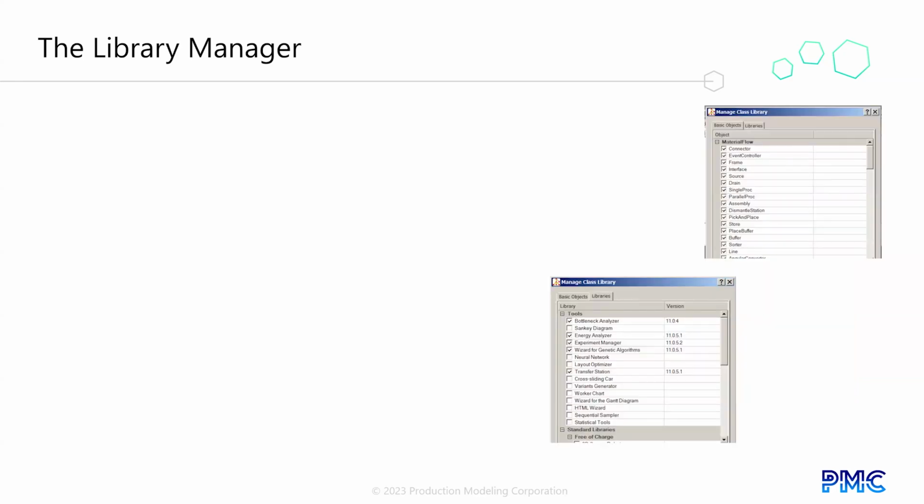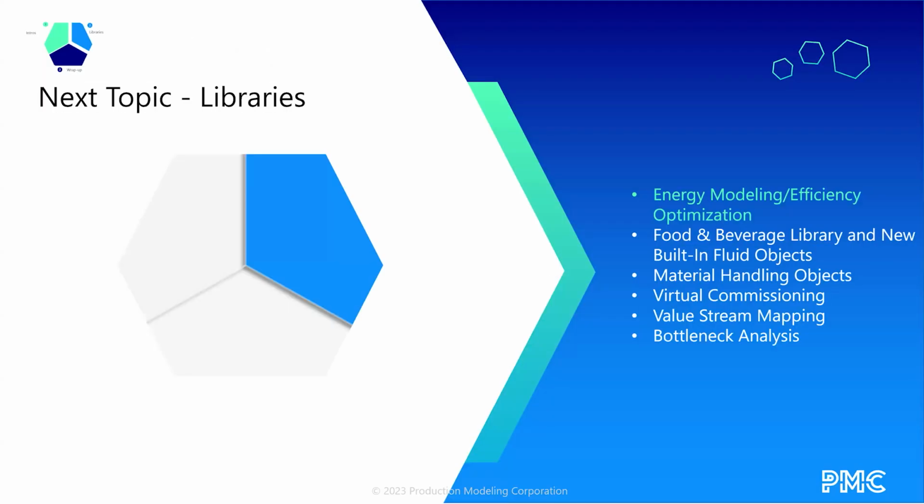Similarly, the Libraries tab lets you add or delete tools with free or licensed standard libraries and additional libraries from third parties or yourself. Plant Simulation also makes it easy to create your own objects and put them in your own custom library that can easily be distributed over a network. Our next topic covers several libraries that you may find useful. We'll start with energy modeling and efficiency optimization.